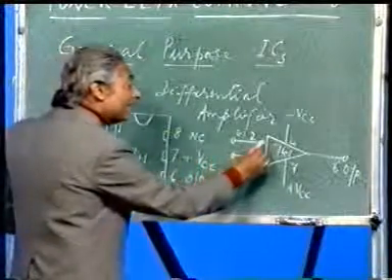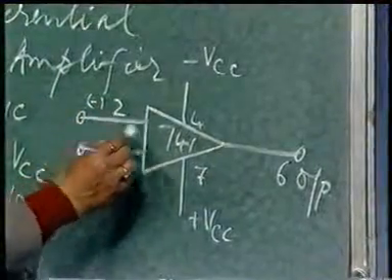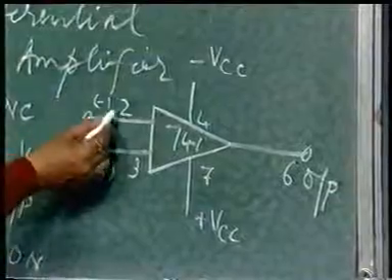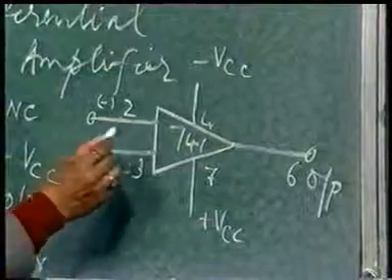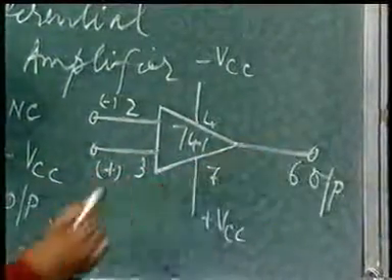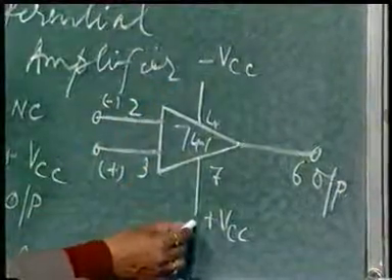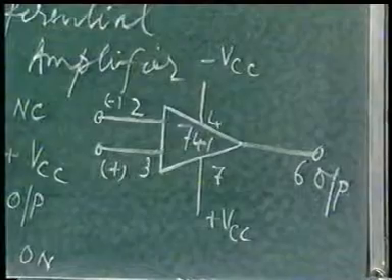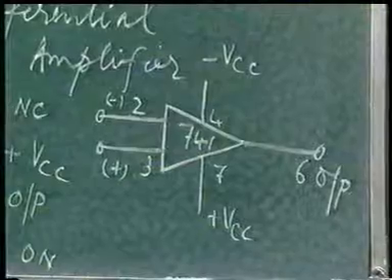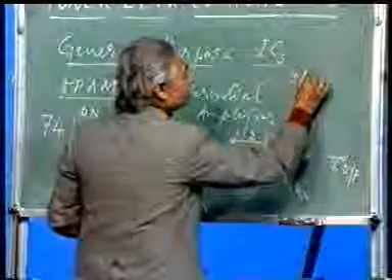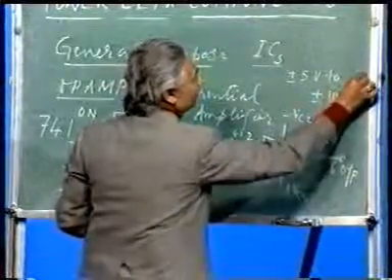In case I want an inverted output, I will give the input at pin number 2. Whatever I give at pin number 2, the output will be opposite because it is an inverted input. Whenever I want a non-inverted type of output, I will give it at pin number 3, and the output will appear as non-inverted type. Of course minus VCC and plus VCC are to be given as supply to the device, and then you can obtain output.